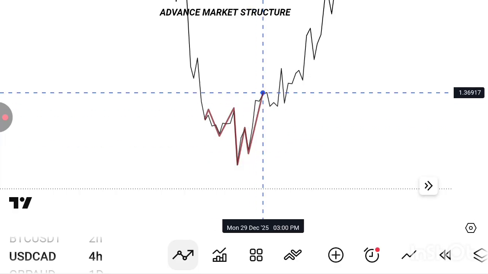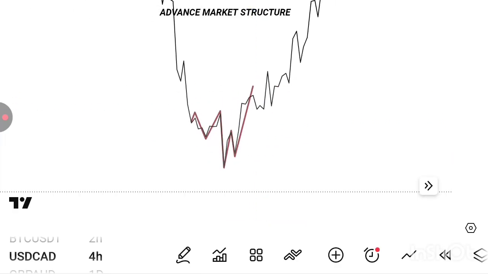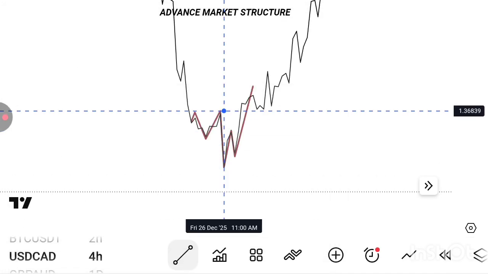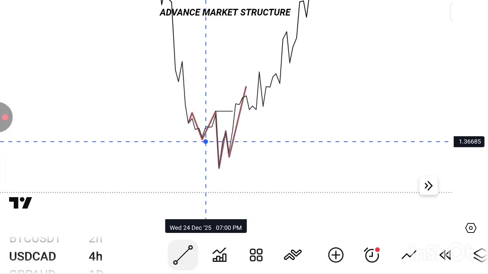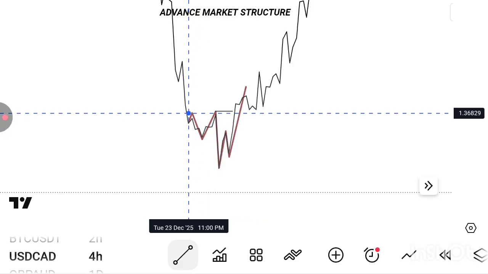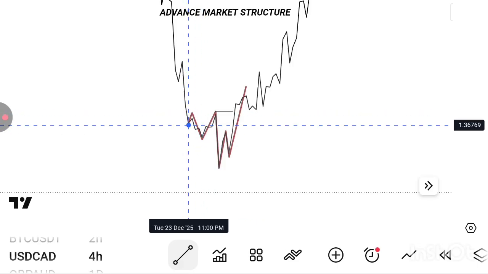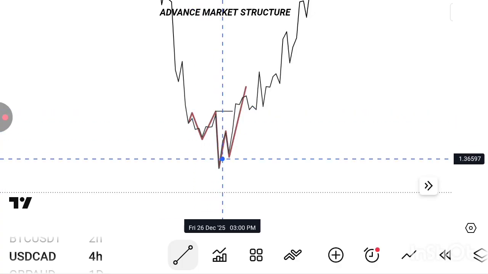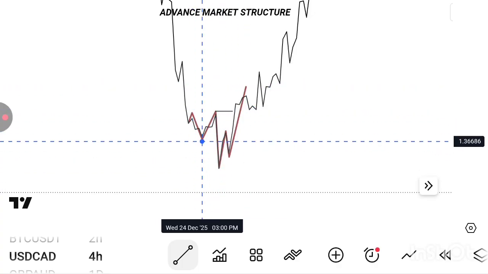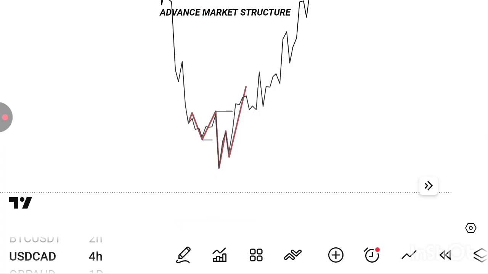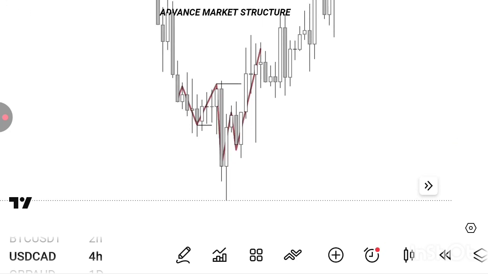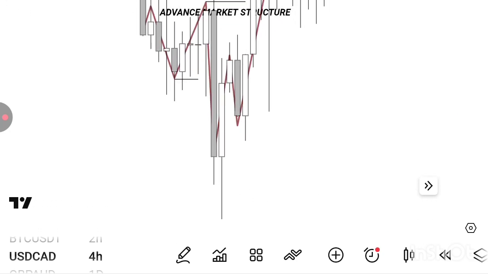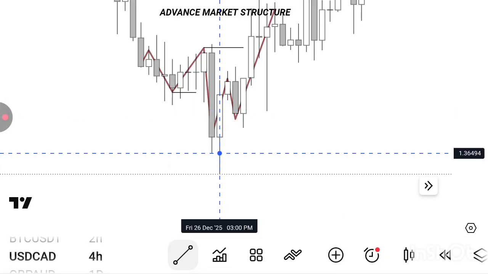I saw a break at this particular level. There was a break of structure at this particular level, and it seems as if this level was a sweep of liquidity, because this was a lower high, a lower low, a lower high, a lower low. Then after this, price broke structure. So this is a sweep of liquidity. But if you go to the candle chart, that particular level does not look like a sweep of liquidity, because this is actually where the sweep of liquidity is.